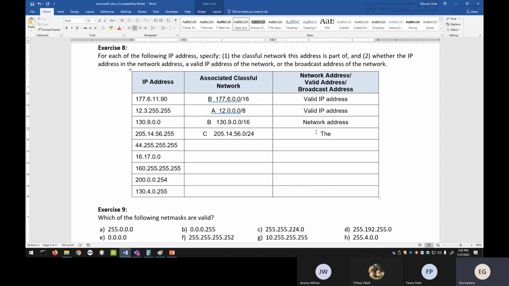Okay, I can put "the" in front because there is only one: the broadcast address. By the way, I should have right here also "the", because there is only one: the network address, no?